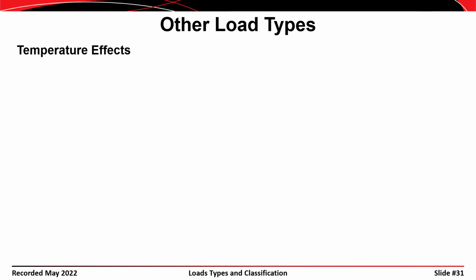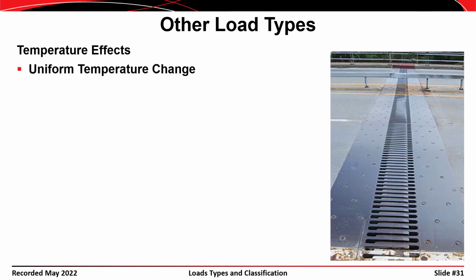Then we have temperature effects as well. And just like creep and shrinkage, if we don't accommodate temperature changes in structures by allowing it to occur without creating confinement, then temperature forces can far outweigh any other type of force that could be in the structure. So typically, in structures that are expected to experience large temperature changes, we put in expansion joints so that the structure can grow or shrink with the temperature change without imparting any forces.